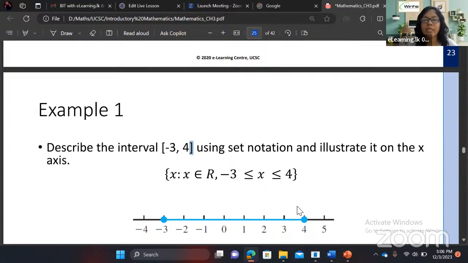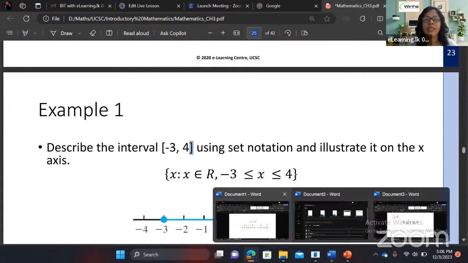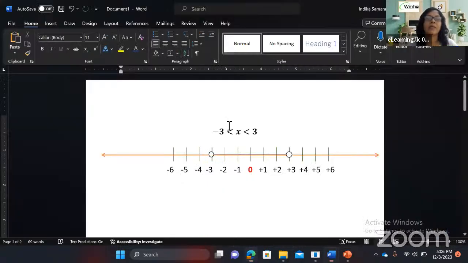Right. If we look at this on a number line, then it will be like this. What does this show? This shows an open interval, minus 3, 3. It says that (-3, 3) is the interval. What does that mean?